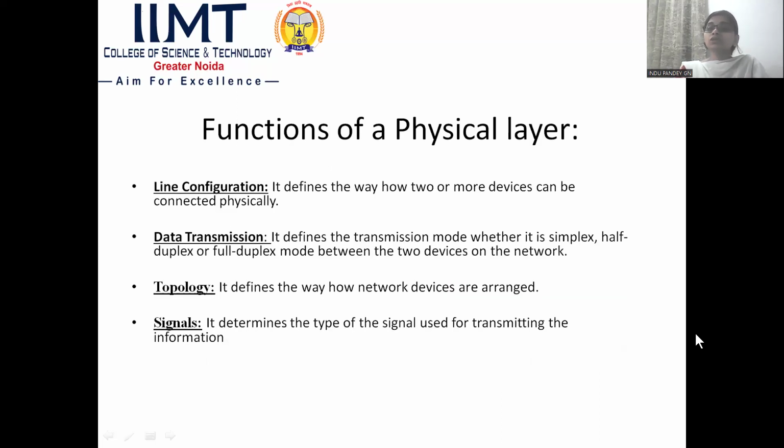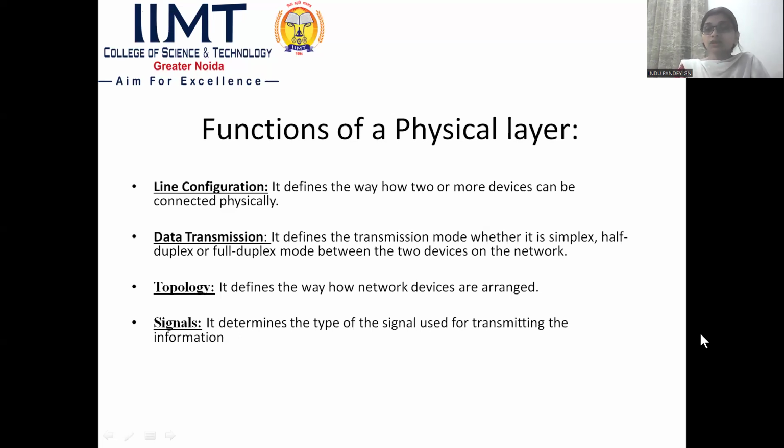As we go through the functions of the physical layer, the main important function is line configuration. Line configuration defines the way two or more devices can be connected physically. As we know, there are various kinds of connections like LAN, WAN, and MAN, and line configuration defines what kind of connections a network can establish. The second function of the physical layer is data transmission. It defines the transmission mode, whether it is simplex, half duplex, or full duplex mode between two devices on the network.